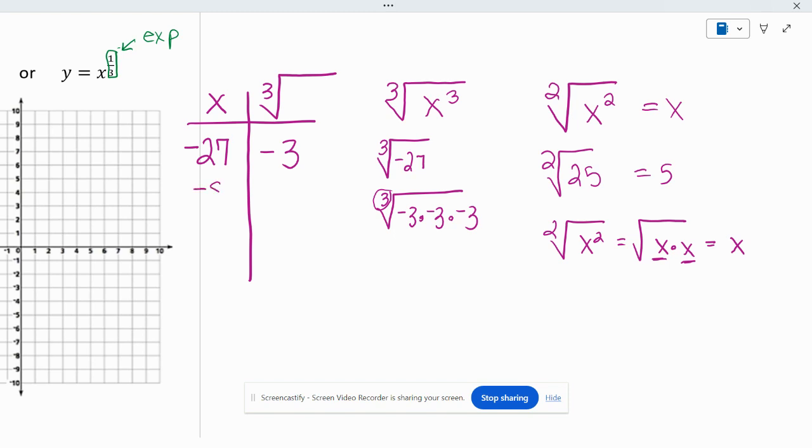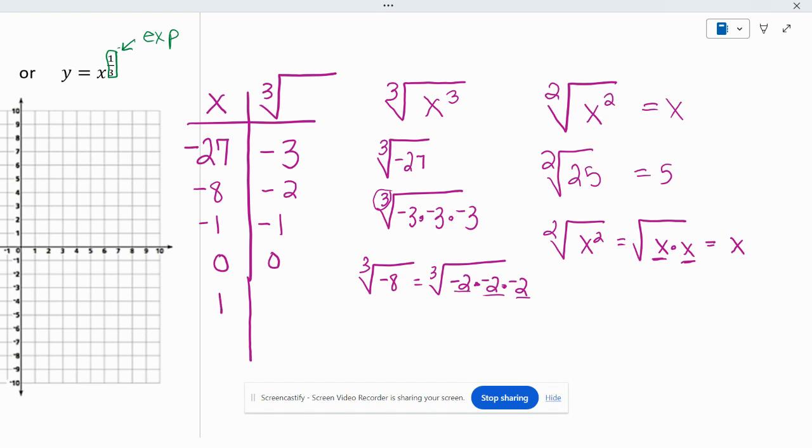Let's look at the cube root of -8. That's the same thing as saying the cube root of -2 times -2 times -2. So I have to have 3 of the exact same factors to get it out of the root. So this is -2. The cube root of -1, well, we just showed up here that -1 times -1 times -1 is -1. The cube root of 0, well, that's just 0.